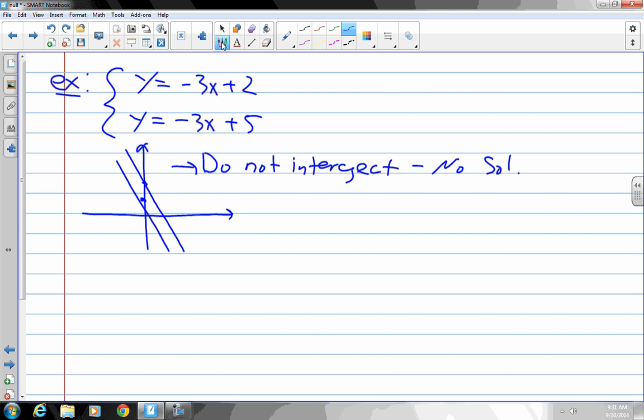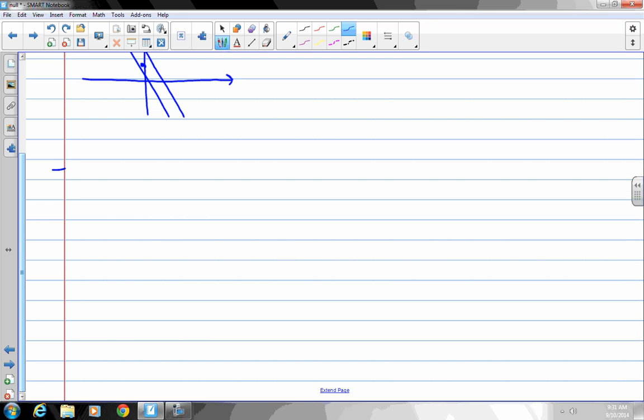Happy? Nicholas? All right. And another example. Here's my little system. 3y minus 2x equals 6, and negative 12y plus 8x equals negative 24.